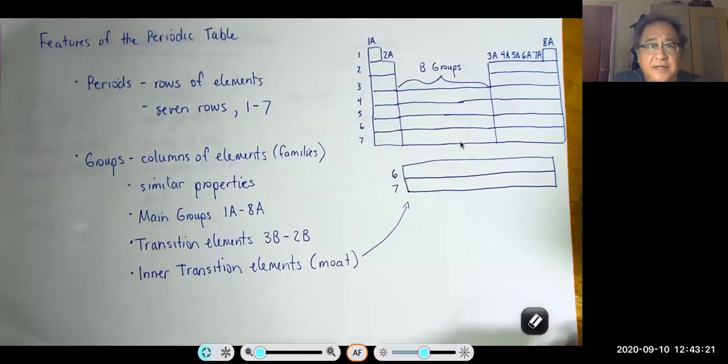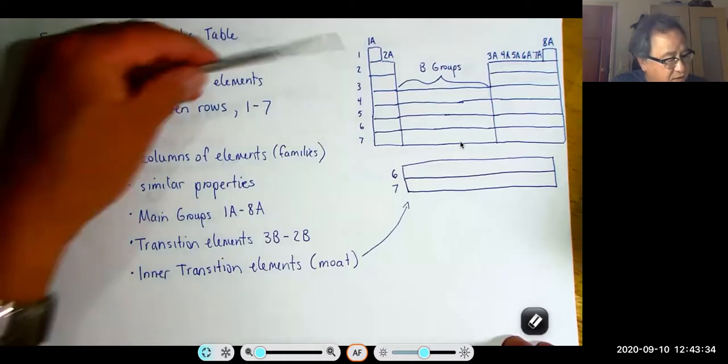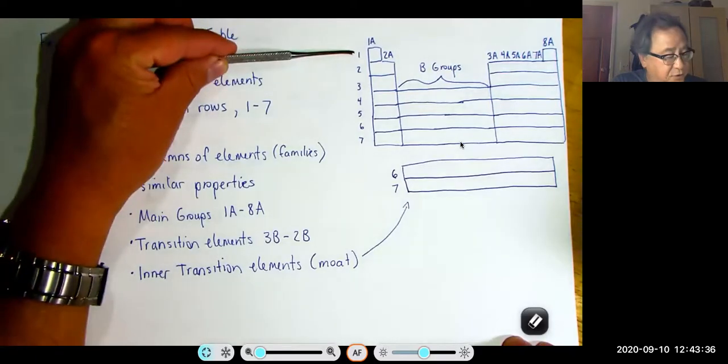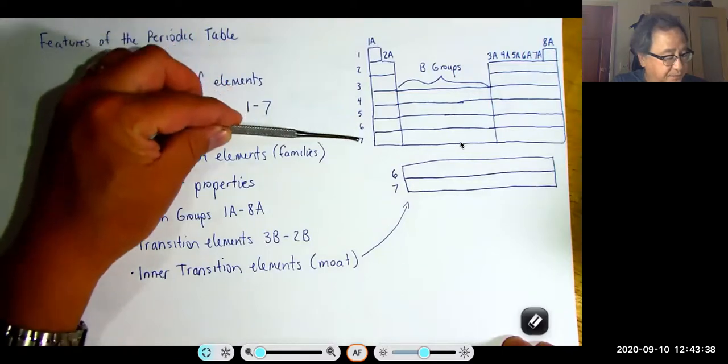The periodic table is divided into what we call periods. Periods are horizontal rows. So that's kind of redundant. When I say horizontal, it is a row. There are 7 rows and also 7 periods. 1, 2, 3, 4, 5, 6, 7.